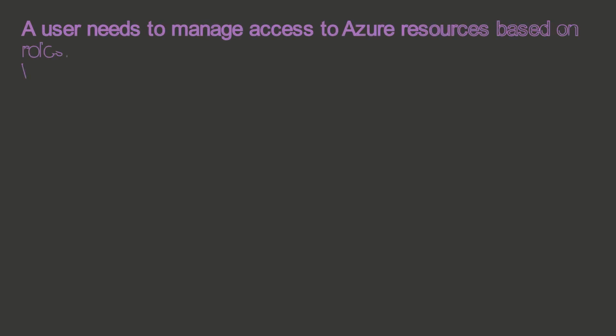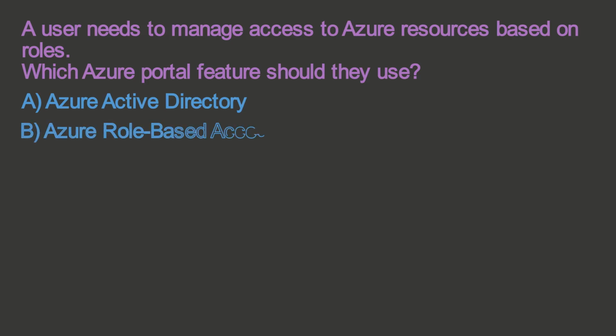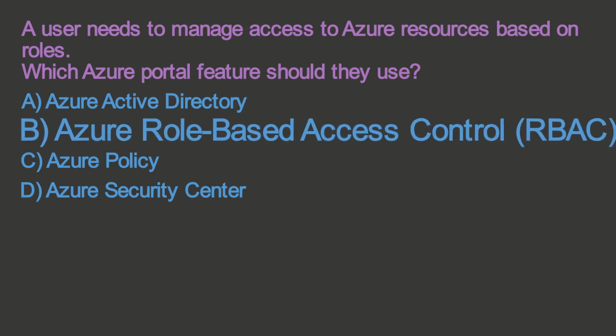A user needs to manage access to Azure resources based on roles. Which Azure Portal feature should they use? A. Azure Active Directory. B. Azure Role-Based Access Control. C. Azure Policy. D. Azure Security Center. The correct answer is B.